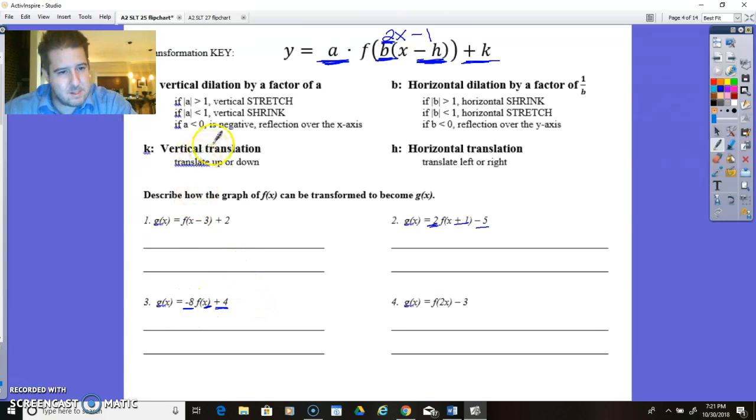And then the -8 means it's reflected over the x-axis, and it's also greater than 1. So therefore it's going to be stretched. It's going to make it go up much, much faster. It's by 8. The next point's going to be 8 above. So it's going to go up real fast.